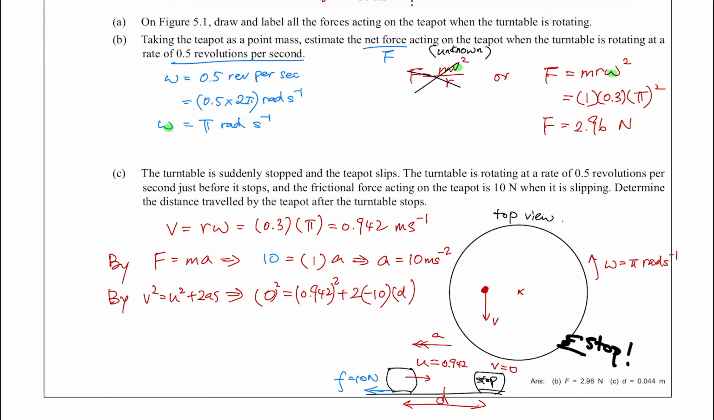Solving this equation, we would have d equals 0.0444 meter. So this is the distance that the teapot will slip through.